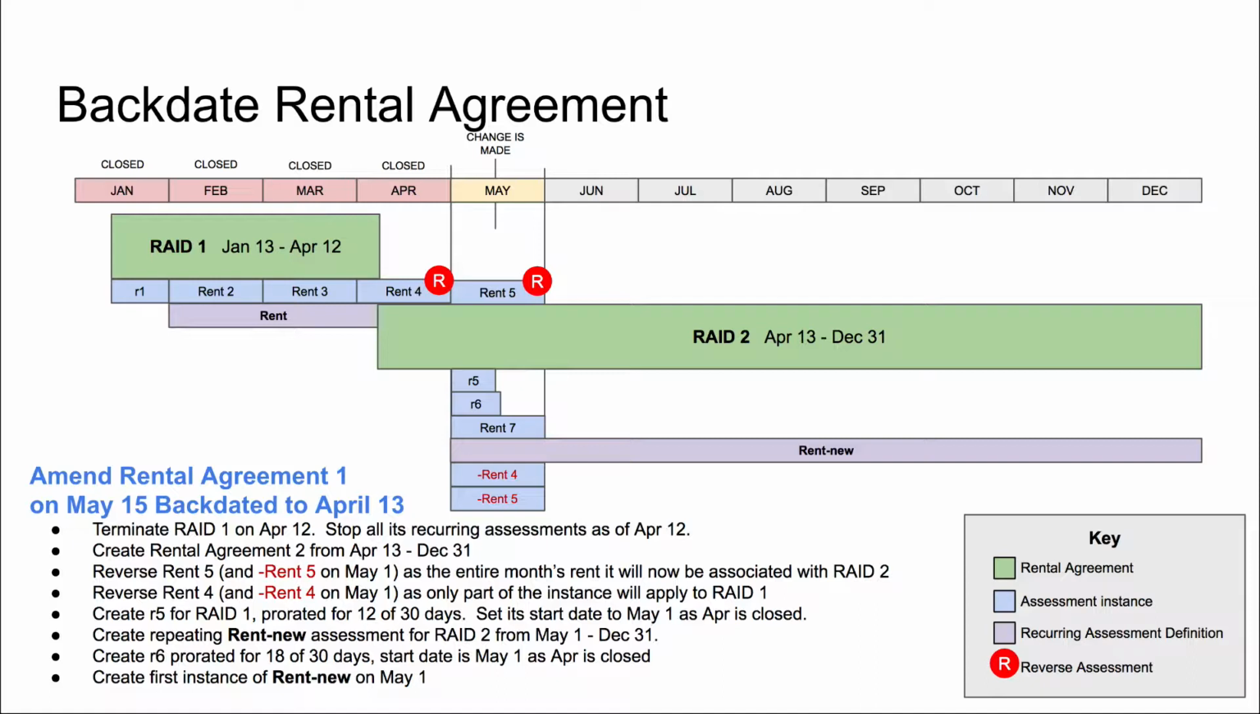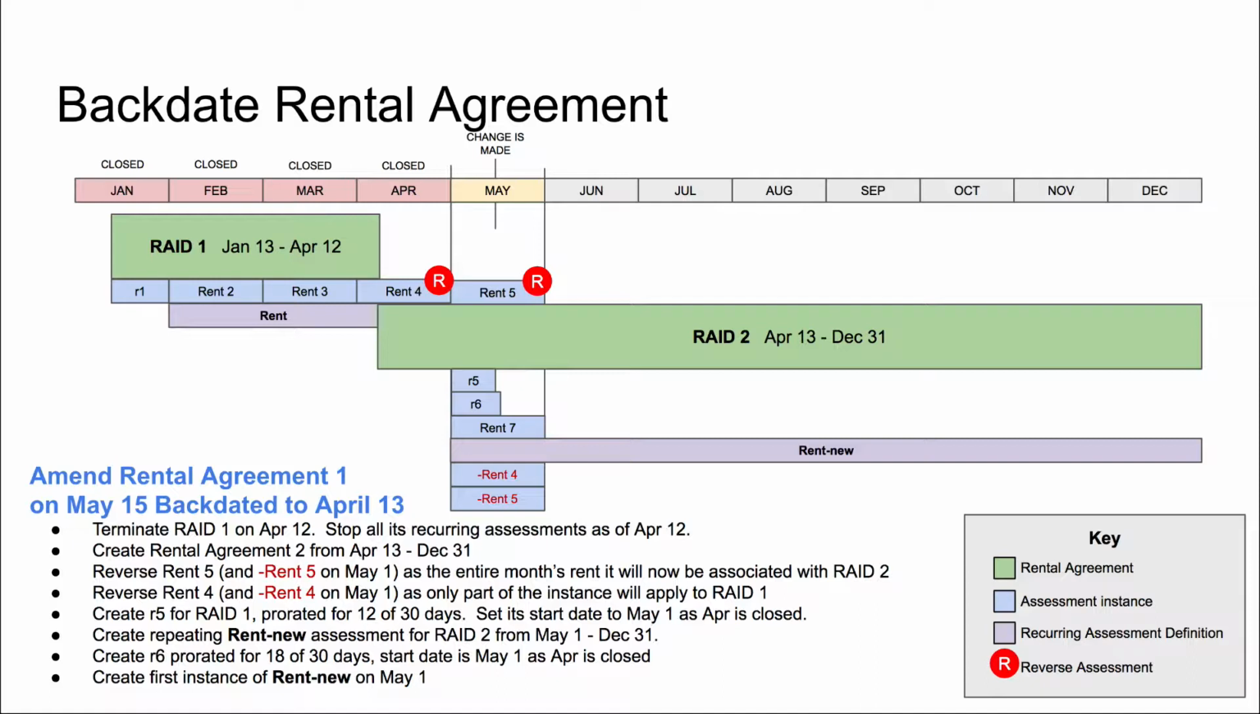So we can see that Rent 5 is reversed, and we can see the adjusting entry for Rent 5. It's the blue box with a red minus Rent 5 in it, which is also on May 1st, since that's where you want it to line up and May is open.